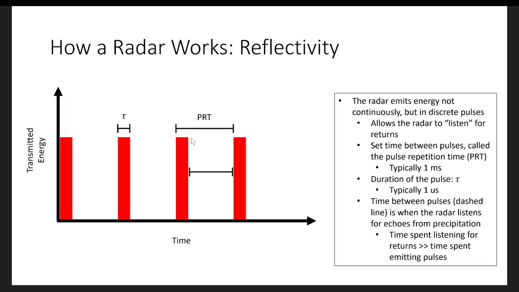The time between pulses is when the radar listens for echoes from precipitation. So the time spent listening and waiting for the energy to return is much greater than the time spent emitting the pulses. It quickly emits a pulse and then it waits this amount of time for it to come back, and then it emits another pulse and then it waits. So it sends a beam out and it waits for it to come back before it emits another pulse.